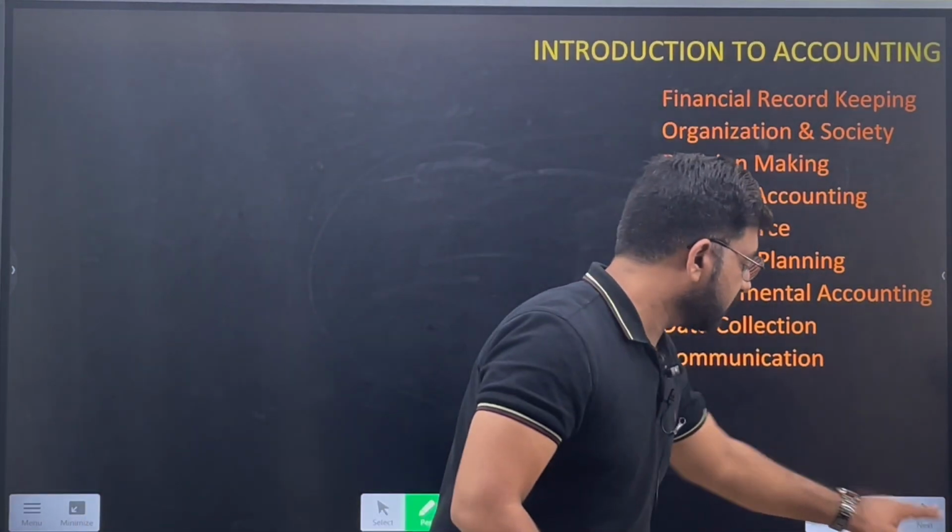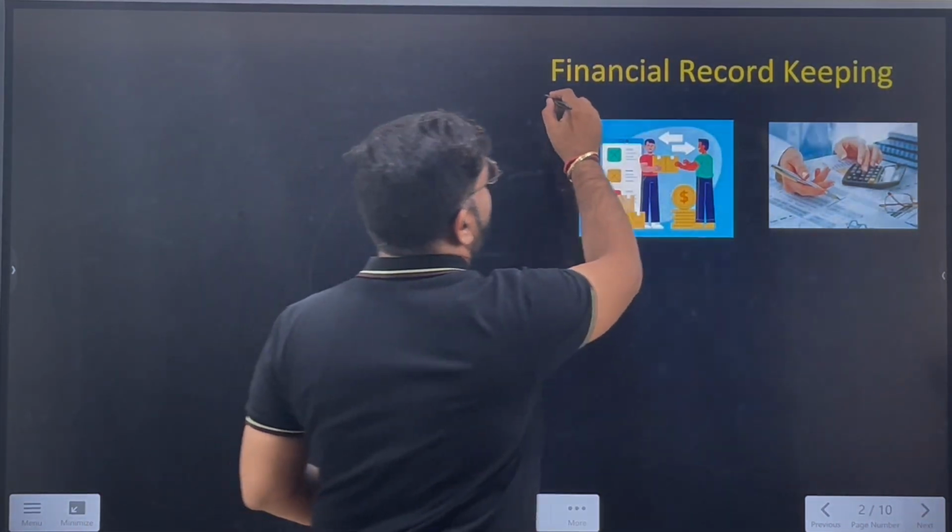But accounting is not restricted only to record keeping or the recording of financial transactions. It also has so many areas where the accountant or accounting is helpful. Now, we will see in this class what those areas are and what the essential importance of accounting is. The first basic thing is financial record keeping.